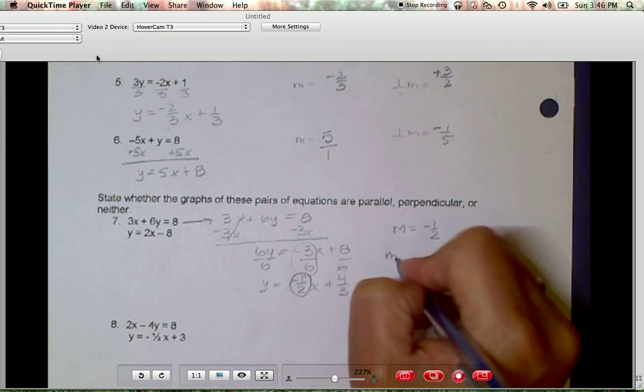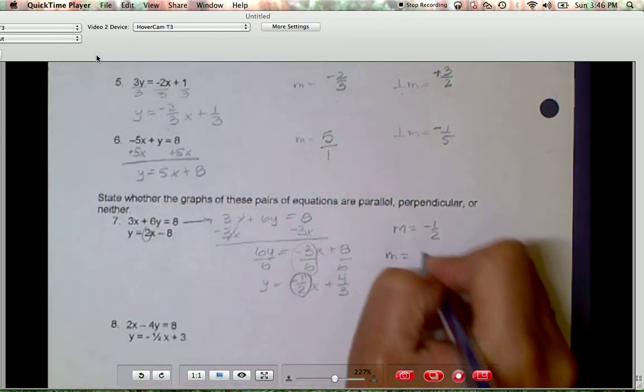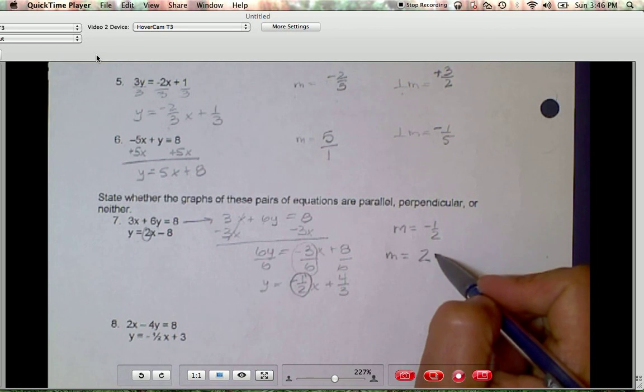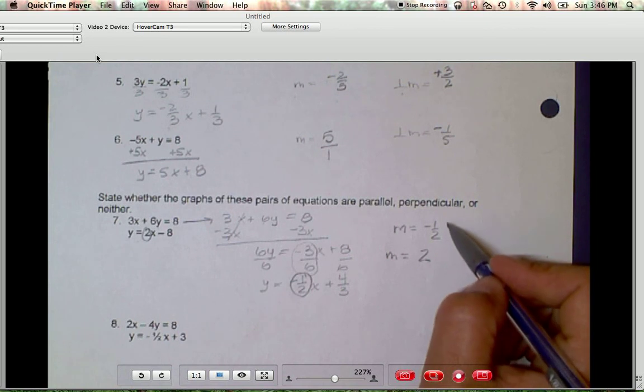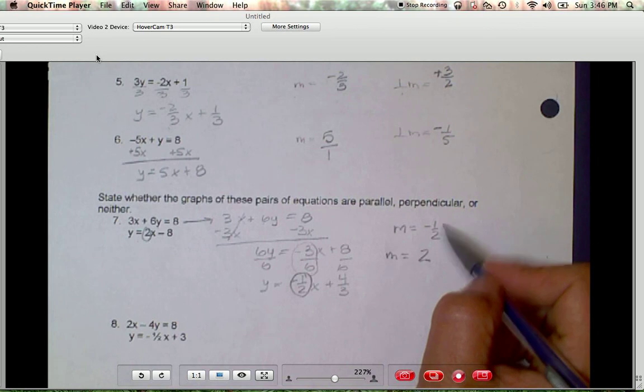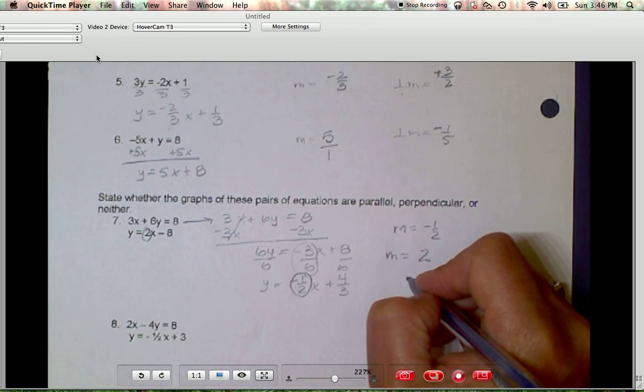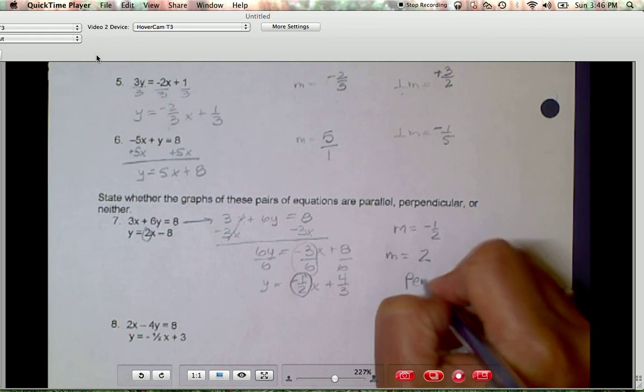The slope of the second line is 2. So are they exactly the same? No. Are they negative reciprocals of each other? Yes, they are. So if they're negative reciprocals of each other, then you would say that they are perpendicular.